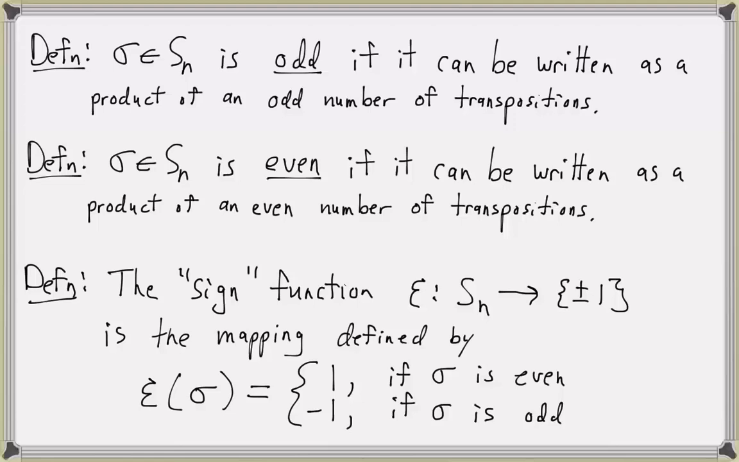So the next theorem we'll show is that this mapping, this sign function, is actually a homomorphism. So it's a homomorphism that maps every even permutation to the number 1, and it maps every odd permutation to the number negative 1. So the sign function epsilon is a homomorphism. So this is really just a simple proof by cases. Let sigma and tau be elements of Sn.